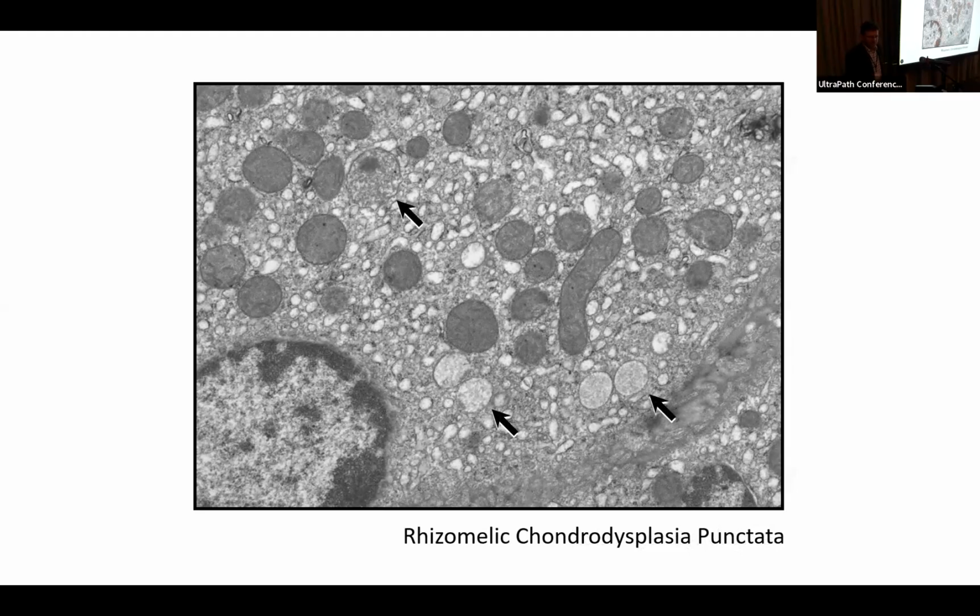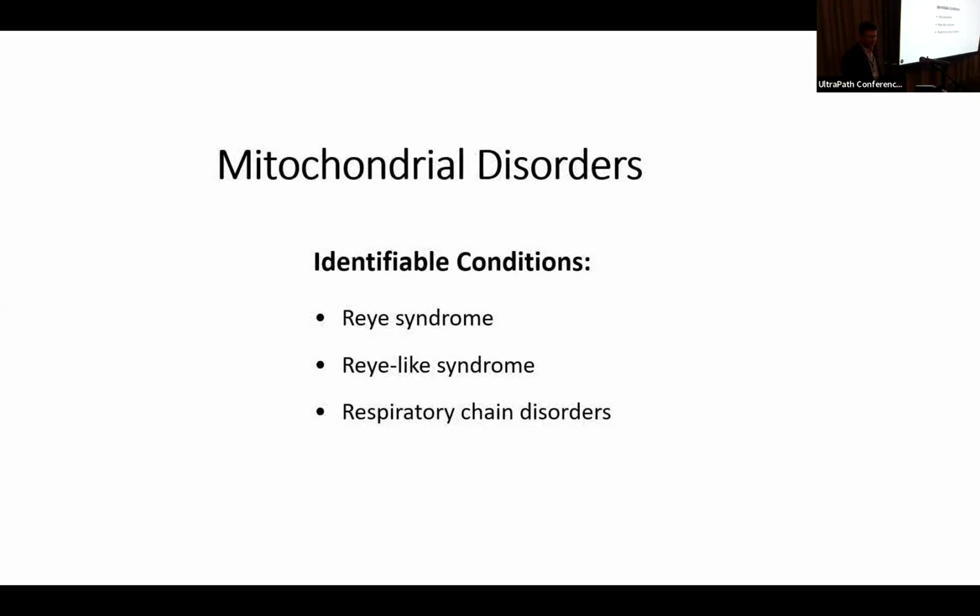This rhizomelic chondrodysplasia punctata is almost always suspected based on the clinical presentation and radiology, but it is a peroxisomal disorder, and so EM can provide some diagnostic support by demonstrating these abnormal looking peroxisomes. And so all of the other conditions are all along the Zellweger spectrum. This disease stands as its own entity here.